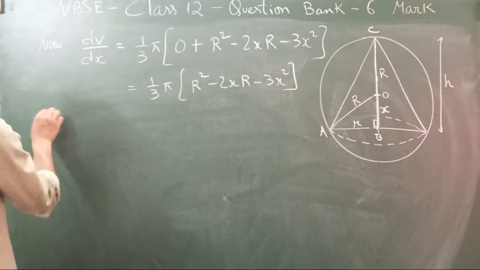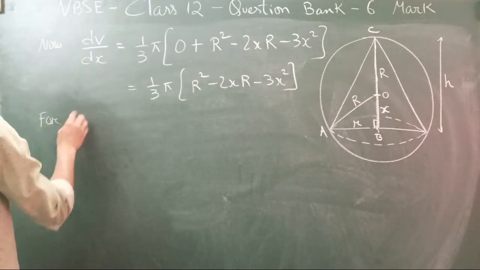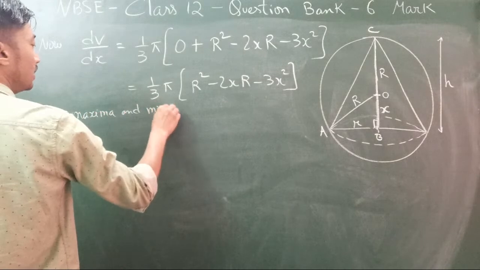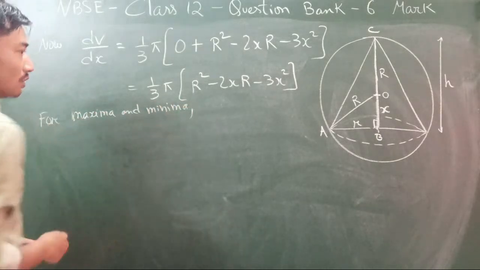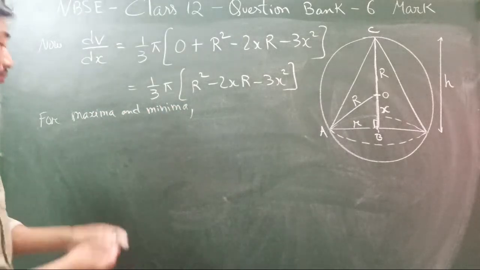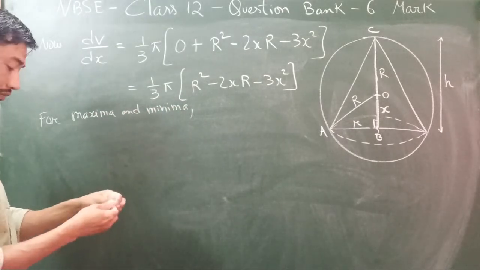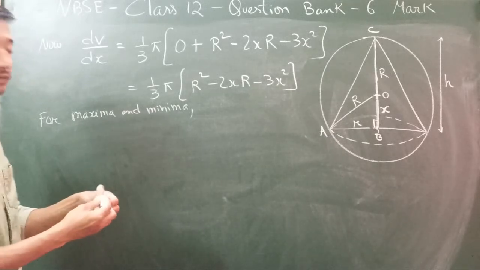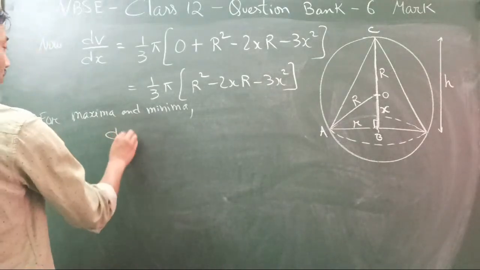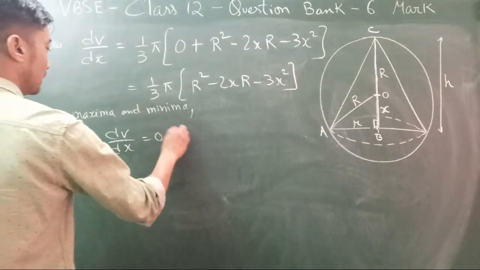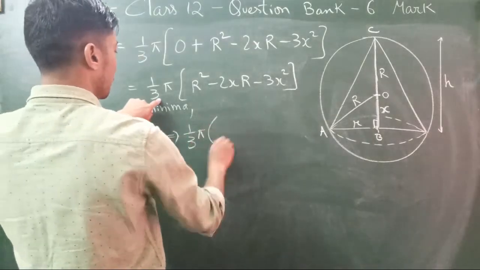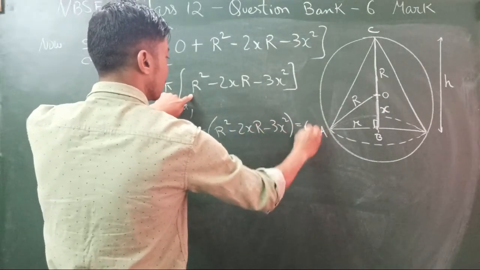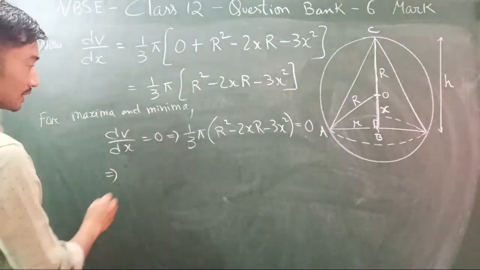Alright, so let's find out the point for maxima and minima first. For maxima, and I need a whiteboard very soon, because this chalk keeps on degrading. For maxima and minima, the first derivative should be equal to 0. So that implies, I'll just do it here, 1 by 3 pi r square minus 2xr minus 3x square is equal to 0. So now let's solve and get some points.